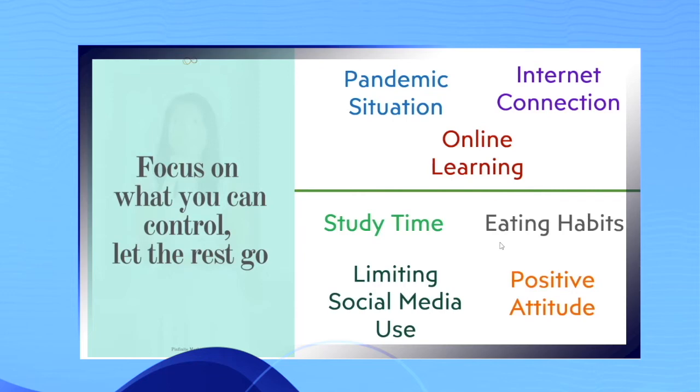So you see, some things we can control, such as study time, eating habits, our attitude, social media use, and other behaviors. But there are things like the pandemic, the online learning, our internet connection, that we just have to learn to let go.